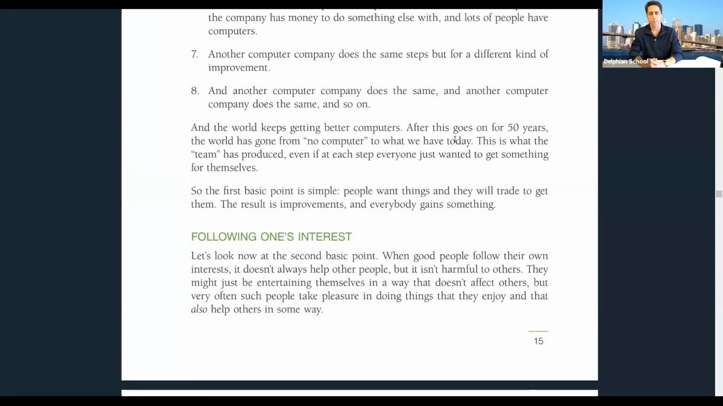After this goes on for 50 years, the world has gone from no computer to what we have today. This is what the team has produced, even if at each step, everyone just wanted to get something for themselves. So the first basic point is simple. People want things and they will trade to get them. The result is improvements and everybody gains something.